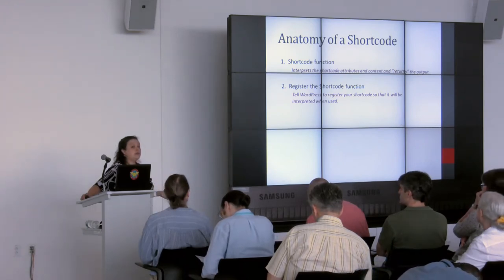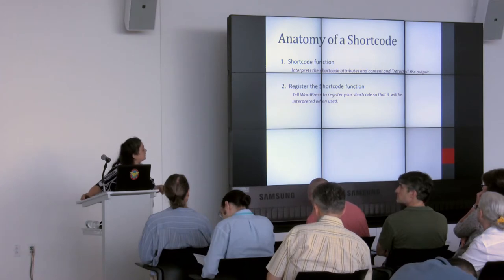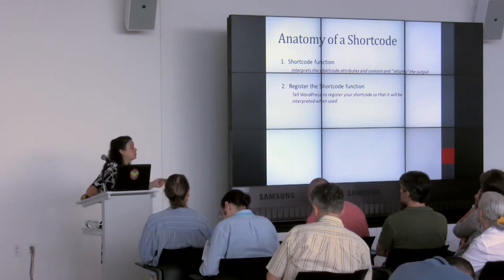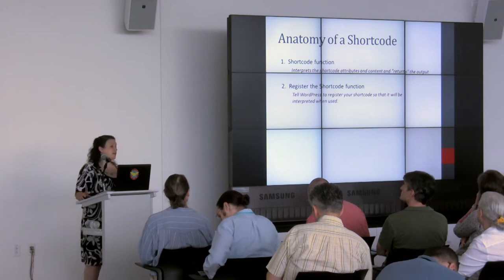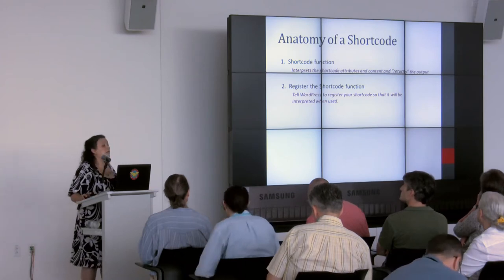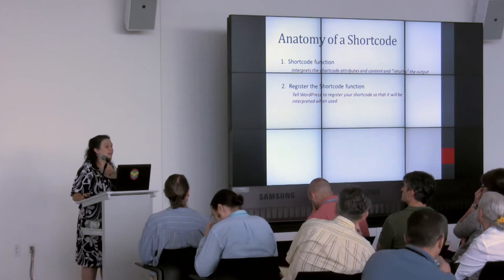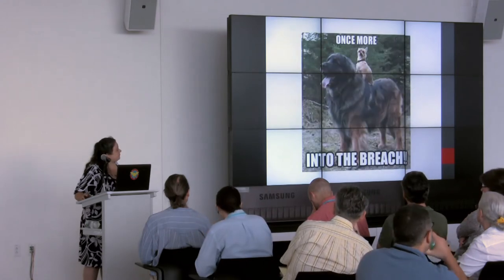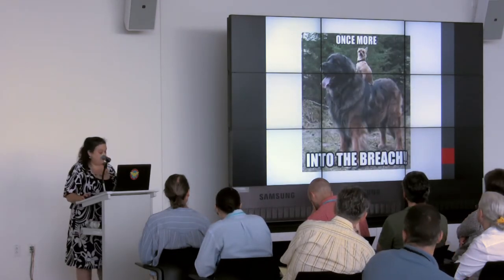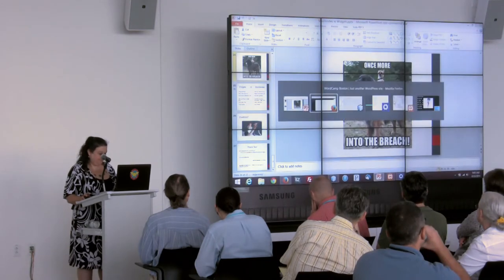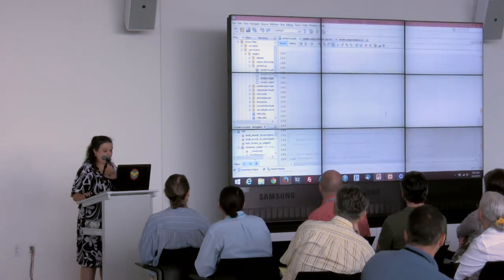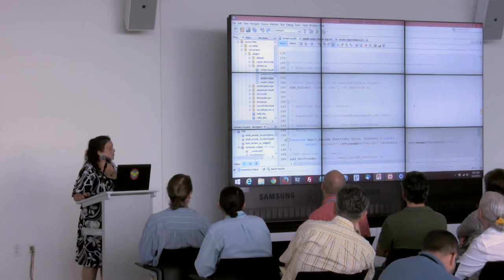So it's the equivalent of that widget function that we just looked at. And then, again, we're going to register the short code function so that WordPress recognizes it when our user uses it. Otherwise, the visitor will still see the brackets. We'll probably all have that happen at some point. So, back to the code. Further down in the same file is the short code.